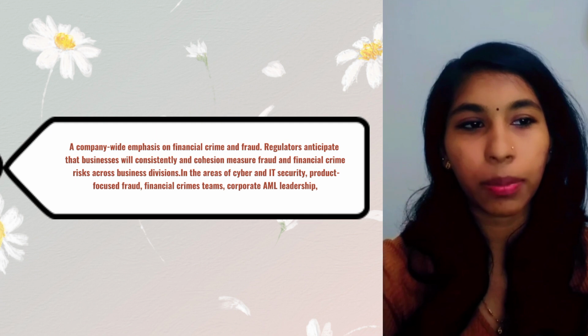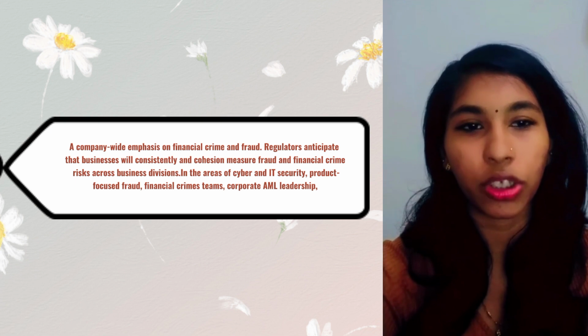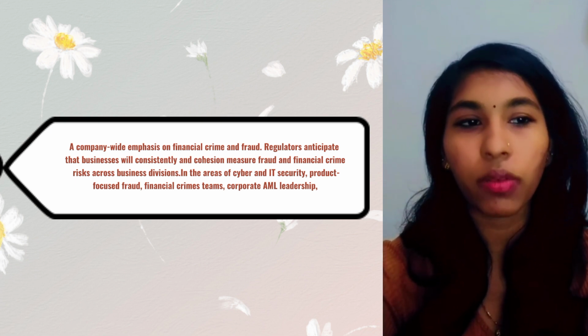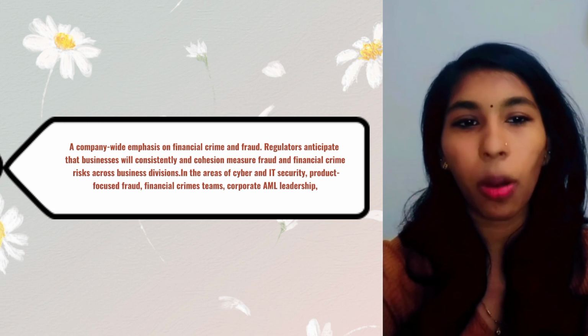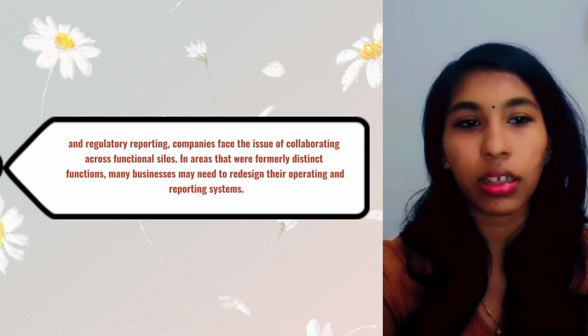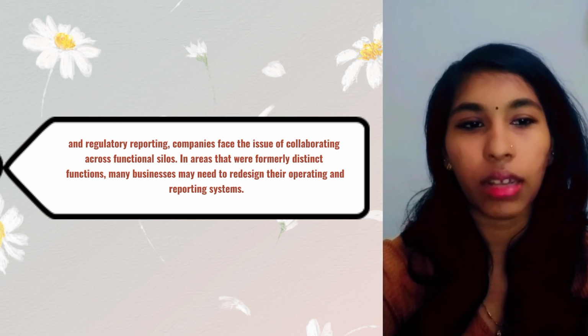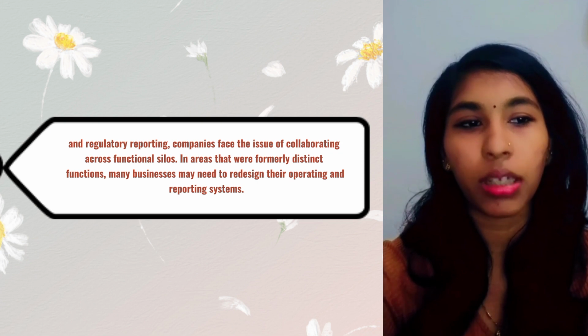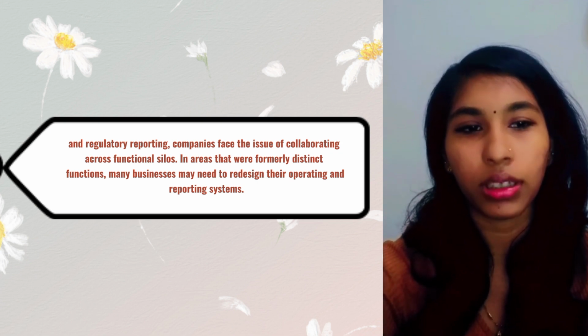Regulators anticipate that businesses will constantly and cohesively measure fraud and financial crime risks across business divisions. In the areas of cyber and IT security, product-focused fraud, financial crime teams, corporate AML leadership, and regulatory reporting, companies face the issue of collaborating across functional silos in areas that were formerly distinct functions. Many businesses may need to redesign their operating systems.